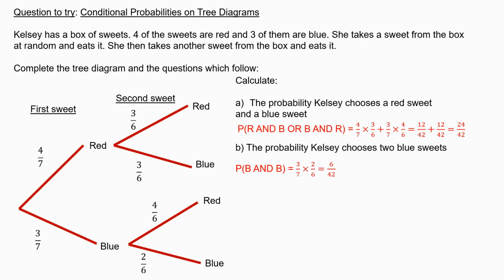Remember, you don't need to simplify your final answers. And remember, for the first question, we're not just asking for the probability of red and then blue. We want the probability that she chooses a red and a blue, or a blue and a red. That's what it means to work out the probability that she chooses a red sweet and a blue sweet. Red and then blue, or blue and then red.